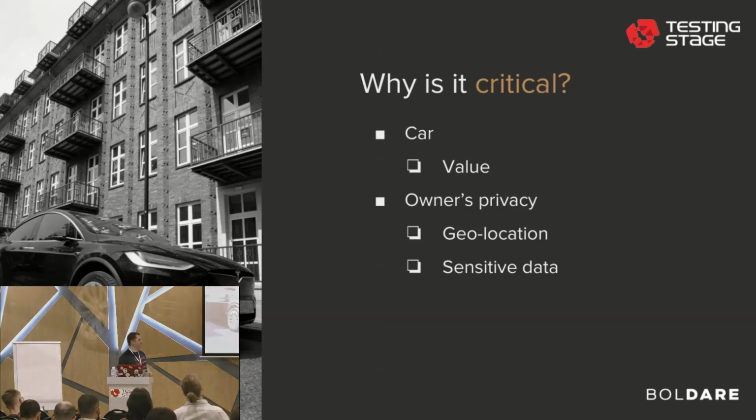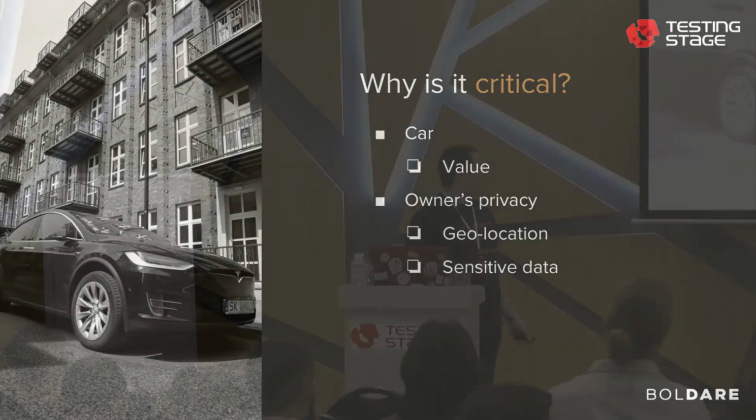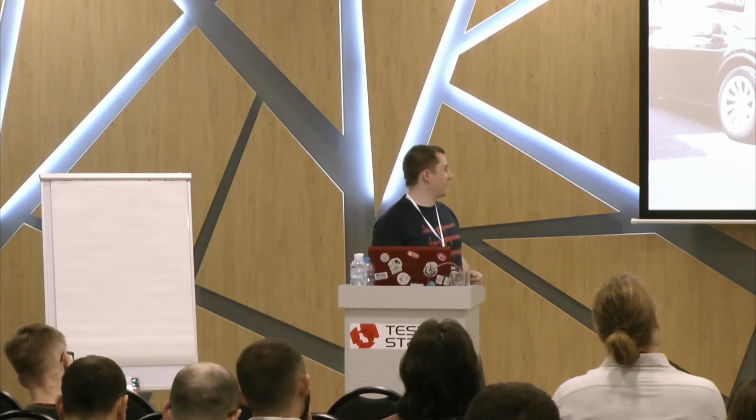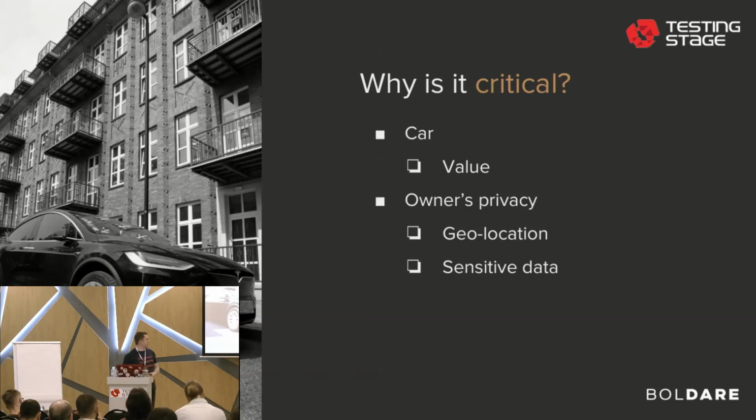Because it's still just a password. First thing is that this car's value is quite high. Also, it can be dangerous for the owner's privacy, because using this application or API, you can check location, so you can basically track the car's owner, because probably the owner would be quite close to his car. You can also access sensitive data using this password, in this case on the website. You can access, for example, invoices or some credit data. Everything with just one password.